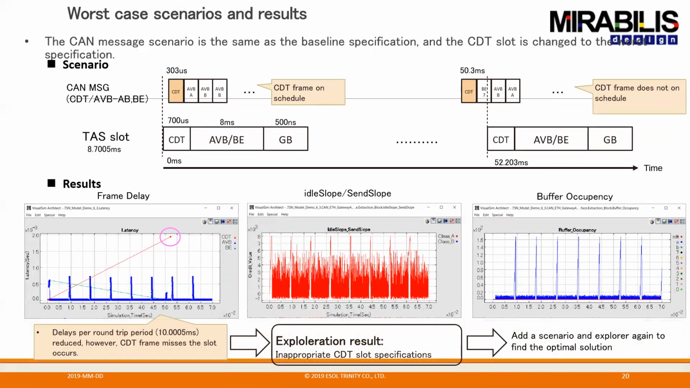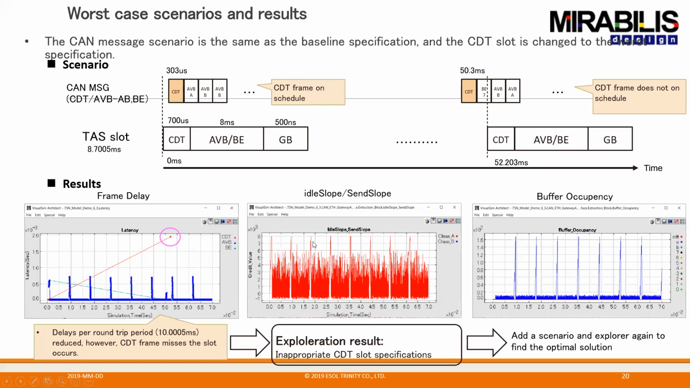Now, these are worst case scenarios. And as we saw earlier, you can see that the CDT frame misses the slot, which means it has to wait for the entire 10 milliseconds before it can start. This one had to wait all the way until the next slot before it was transmitting. And that's the spike that you're seeing right over here. So this is when it's on schedule and when it's off schedule.